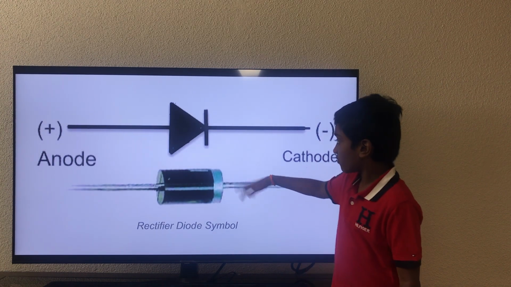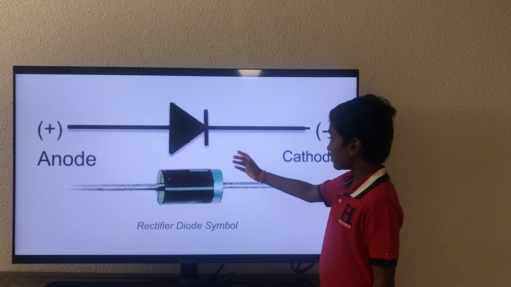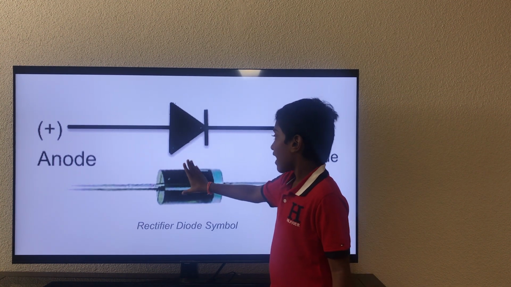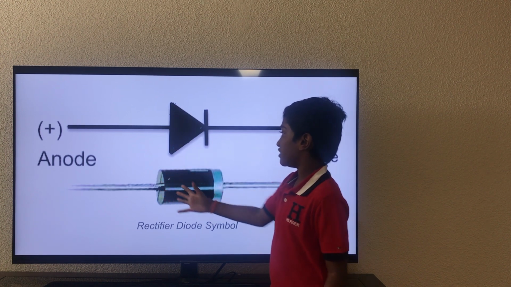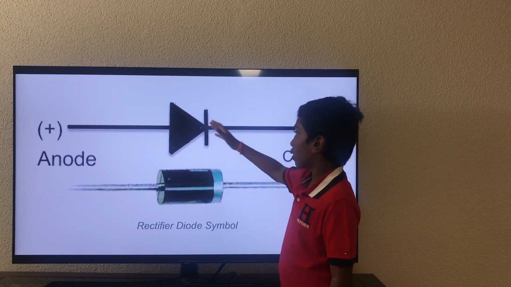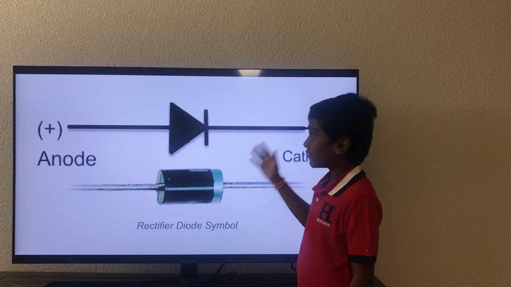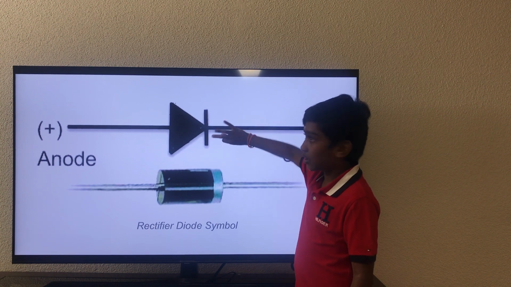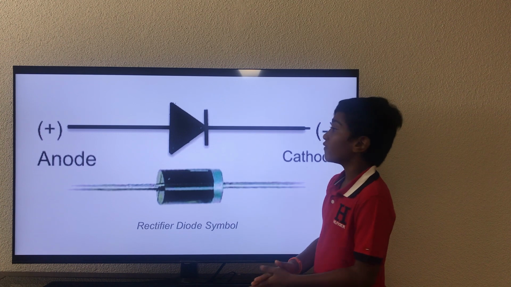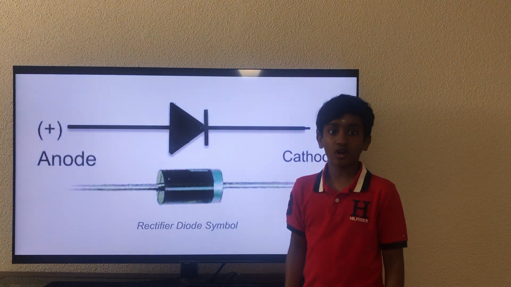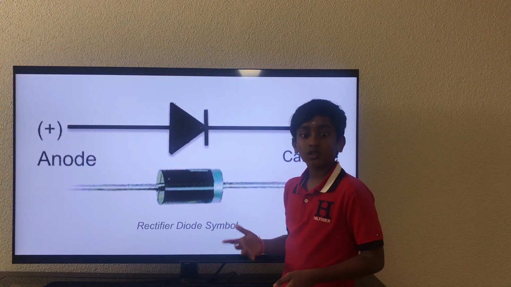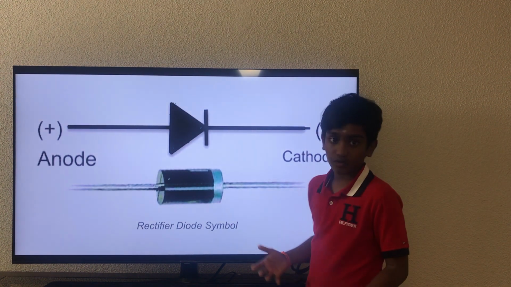A diode looks like this. This silver strap here is the negative side or the cathode. The black part is the positive or the anode. In electrical diagrams, the diode might have a symbol like this. For different diodes, this line is curved a little bit. This arrow represents the flow of conventional current. Conventional current is the flow of holes, and electron current is the flow of electrons.